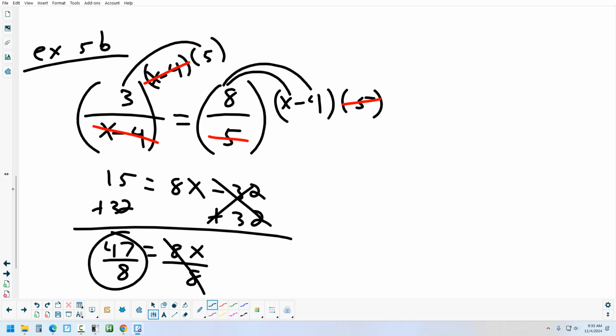Now, what number would have caused me to divide by 0 in the original problem? 4. Is 47 divided by 8 equal to 4? No. 32 divided by 8 is 4. That's 47 divided by 8. So that answer is fine.